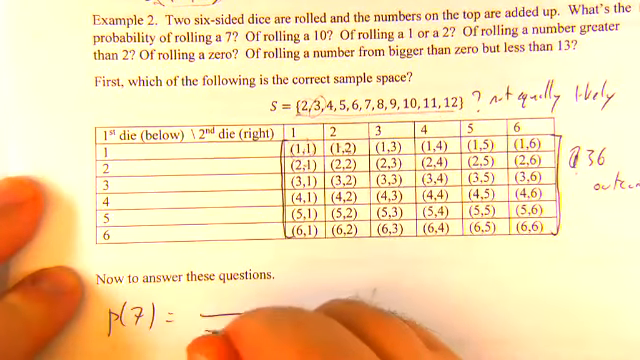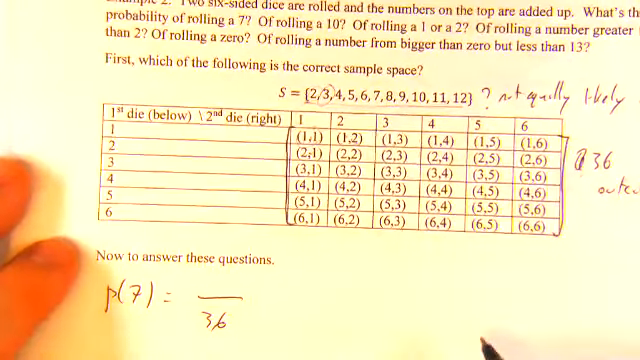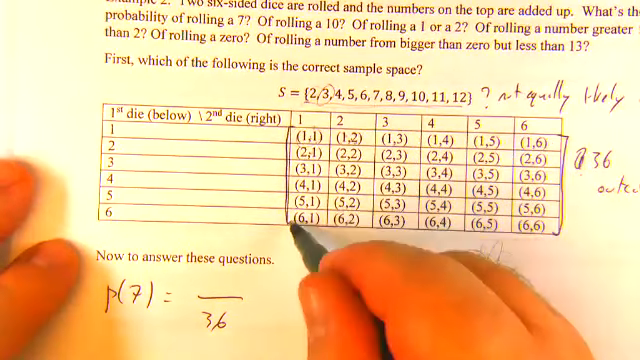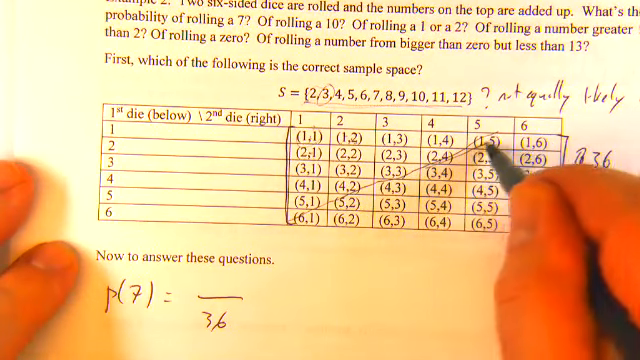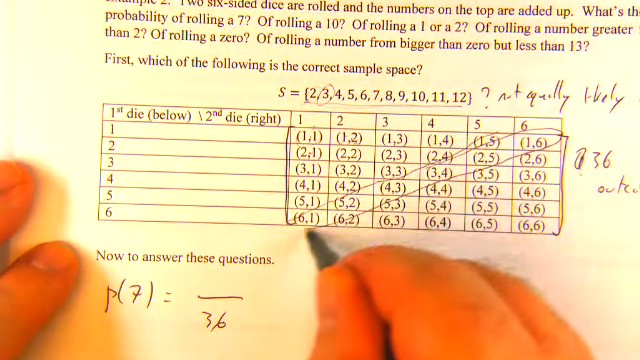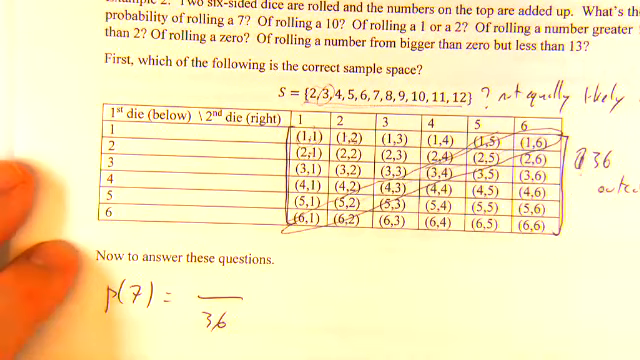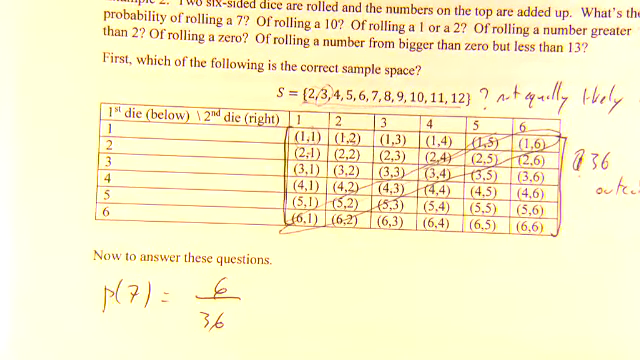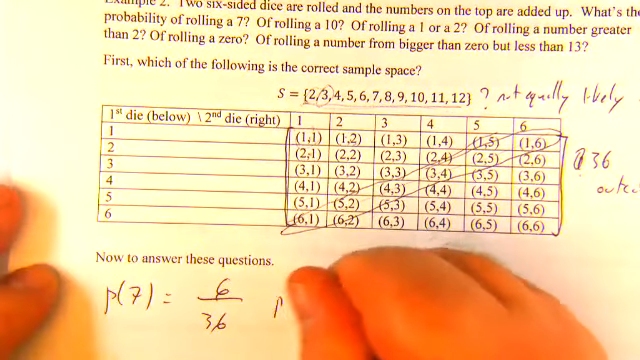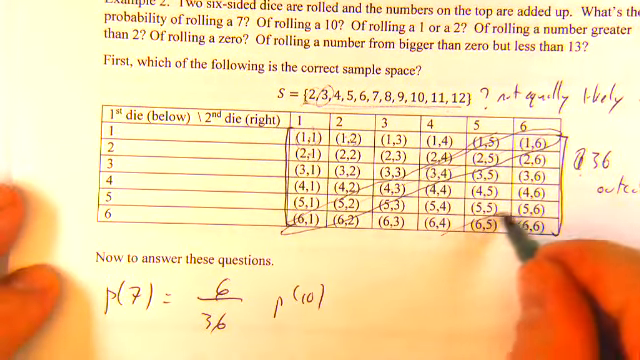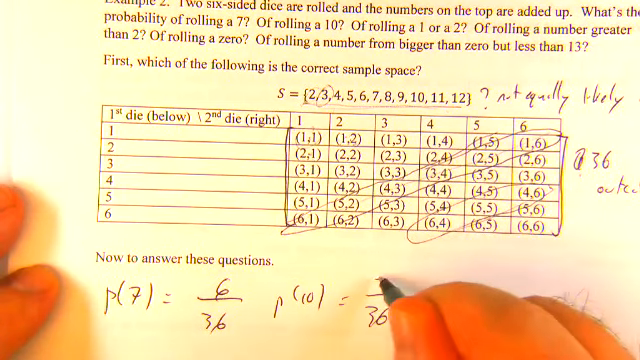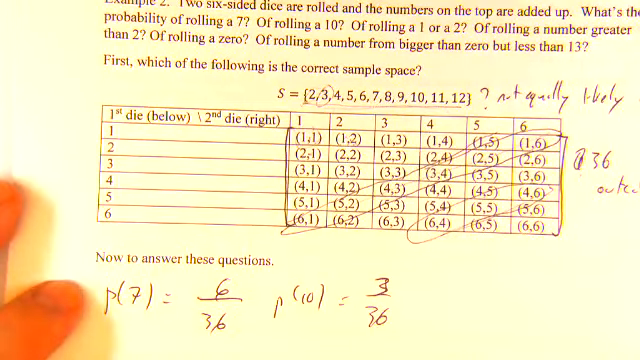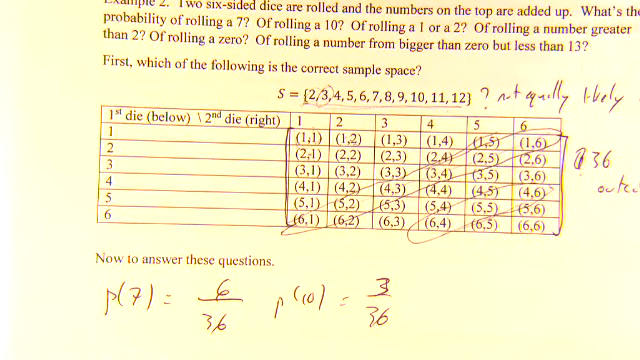So what's the probability of rolling a 7? Well, it's going to be something over 36. Which of these outcomes add up to 7? It's actually these 6 outcomes along the major diagonal. Those all give you 7. So 6 out of 36. Rolling a 10, these 3 outcomes give you a 10. So 3 out of 36. Twice as likely to roll a 7 as you are a 10, as it turns out.